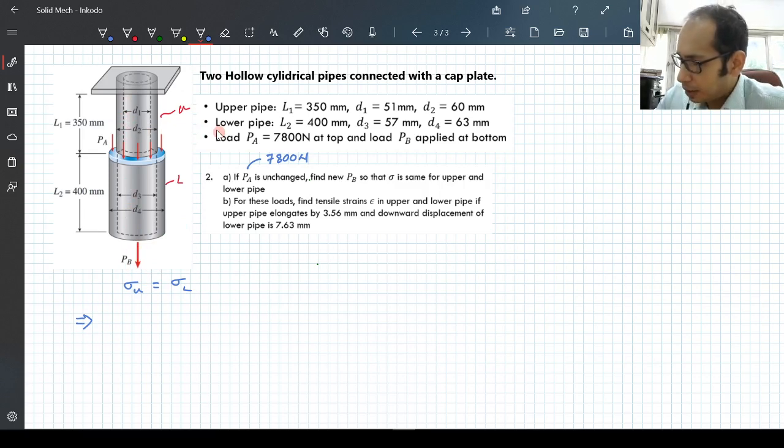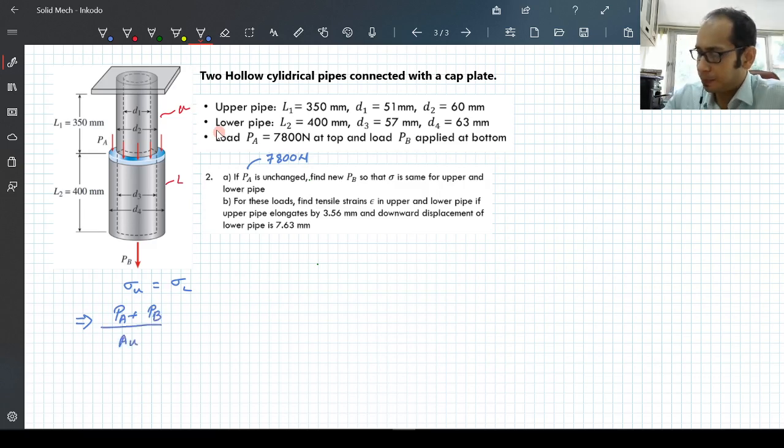So what we have is PA plus PB for the upper pipe, divided by the area of the upper pipe, equal to PB divided by the area of the lower pipe. In the previous page we have already calculated these values of the areas. PA remains unchanged, so PA here is 7800 Newton. The only question now is to calculate the PB that you get.